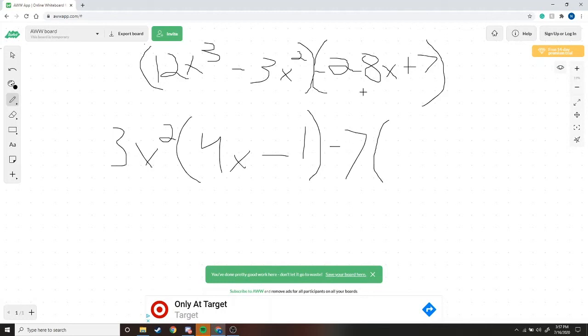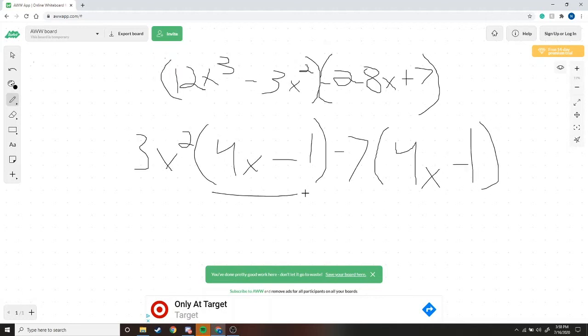So what times minus 7 is equal to minus 28x? Well, it's just 4x, because this also has an x. And what times minus 7 is equal to positive 7? Well, that's just minus 1. And you know this is right when these two match.